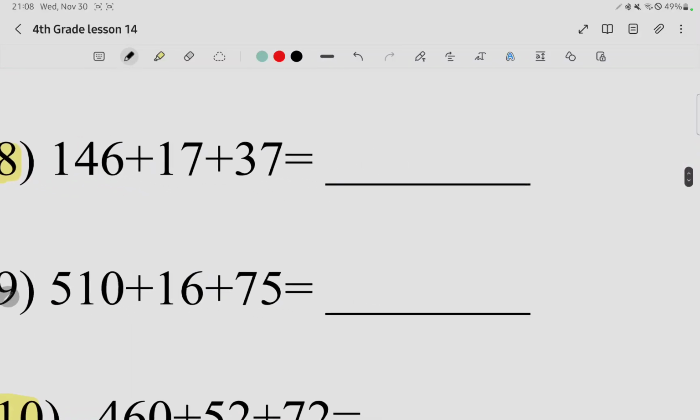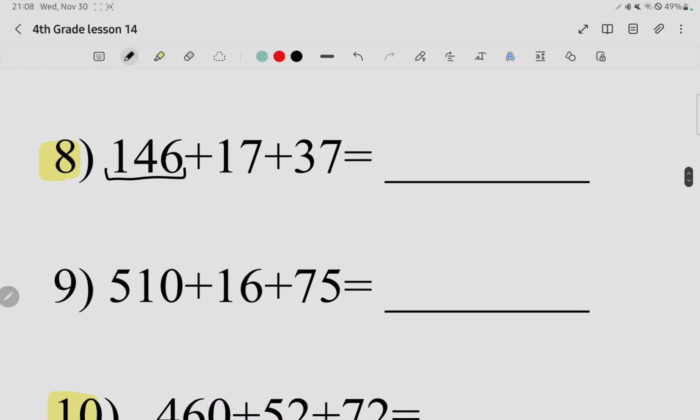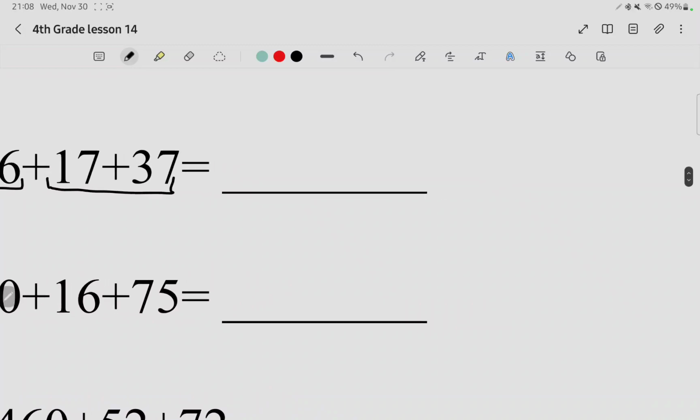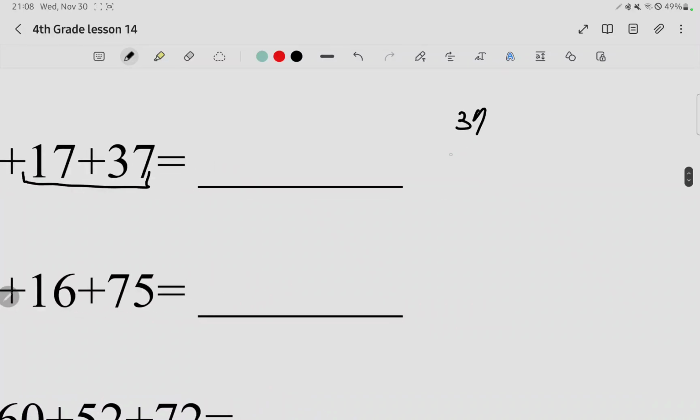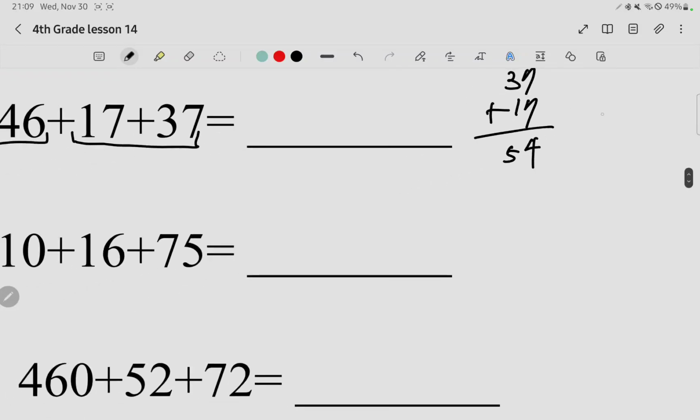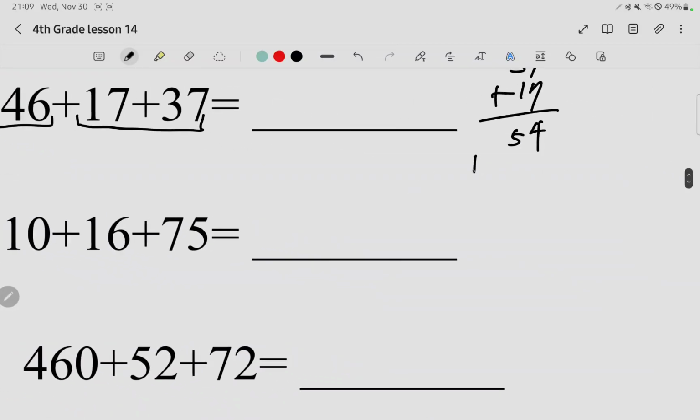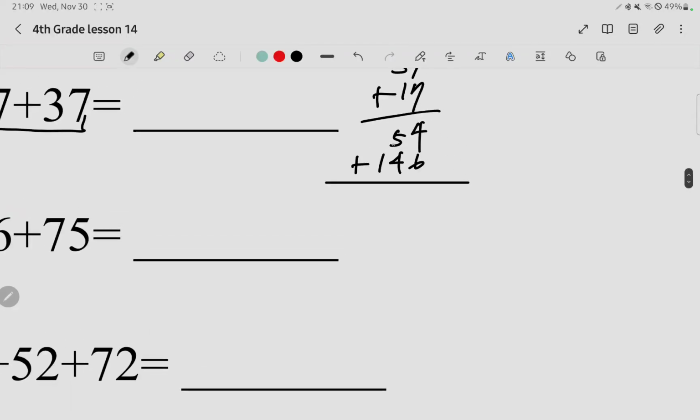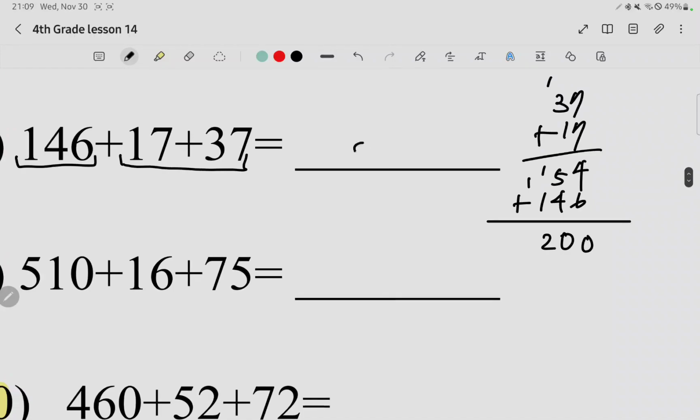Okay. This is 3-digit, and then this is 2-digit with small terms. So I just like to add the small terms together. So 7 plus 7 is 14, and 1 plus 3 plus 1 is 5. So 54 plus 146. 146. And remember, right underneath the first term. So 4 plus 6 is 10. 1 plus 5 plus 4 is 10. So 1 plus 1 is 2. So this will become exactly 200.